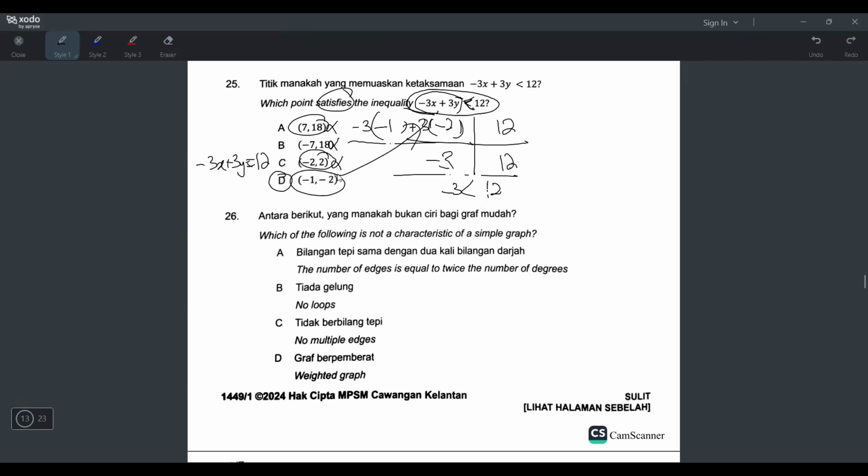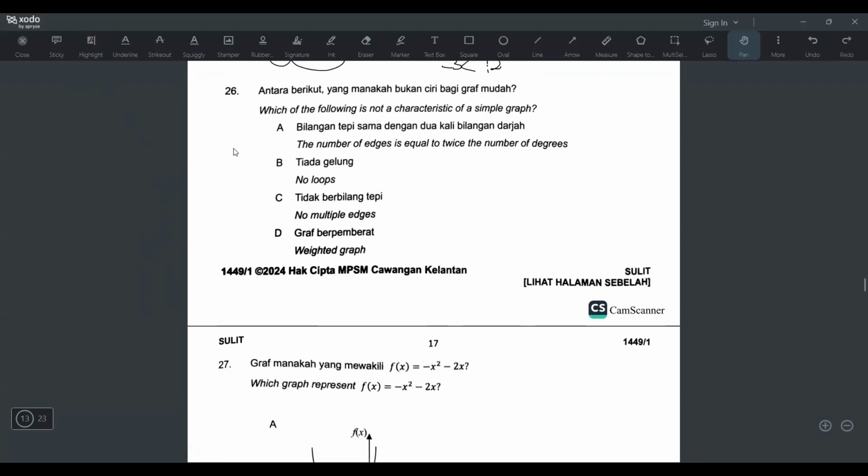Maksudnya point ni bila you plot dalam graph paper, dia akan duduk bawah garisan ni. Which is in the shaded region, because it is smaller, right? So this point satisfies it, it sits in the region below this line, right? Okay, so hope you understand.